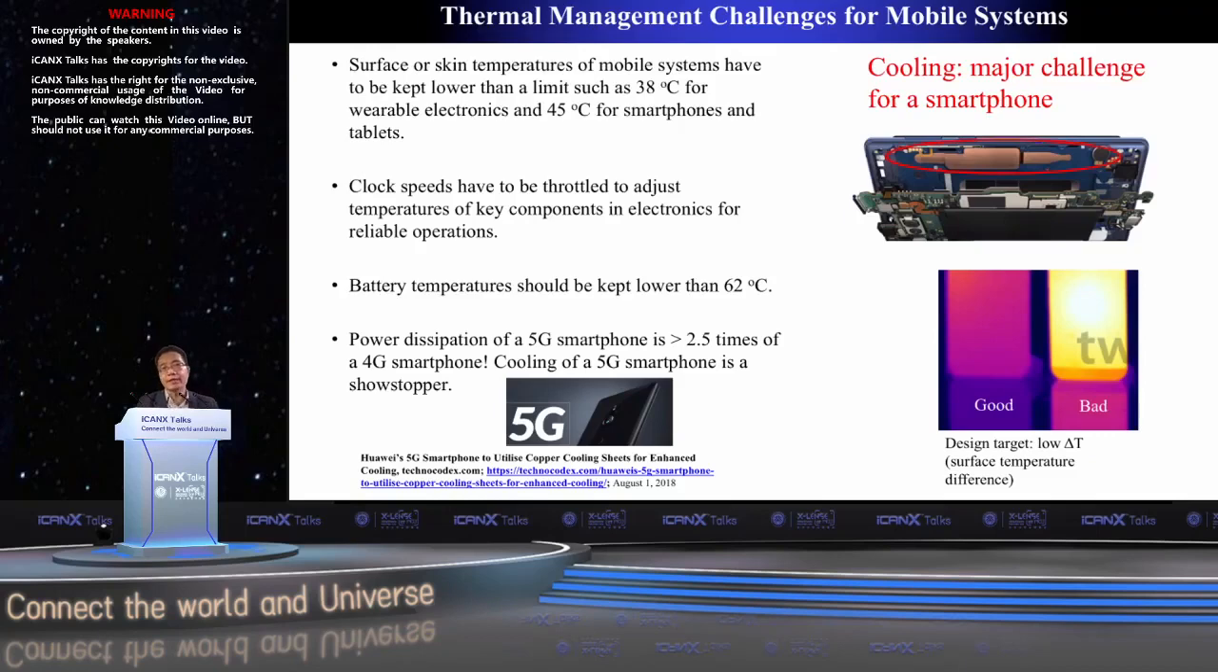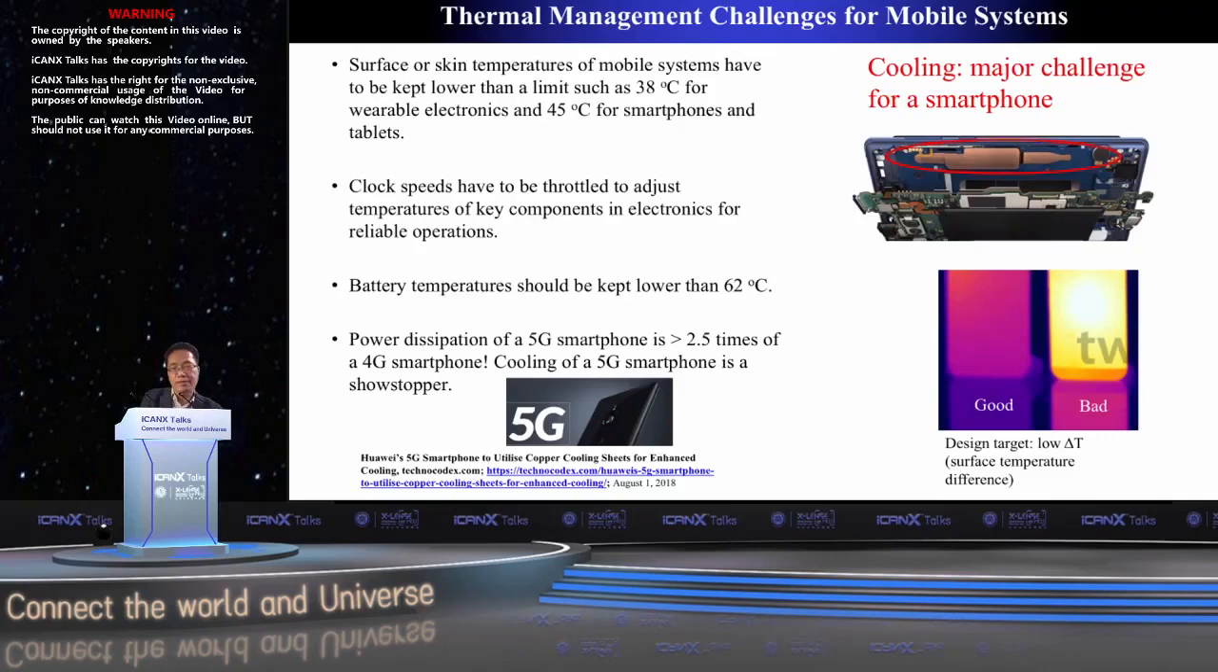The good thing is, if you look at the right part, it's a smartphone. We break it open, and you can see something called a heat spreader. Essentially, it's a heat pipe. It's something just like what I just showed you, but it's thinner. It's much thinner than 1 millimeter, right? And at the bottom, you see layers called good and bad. Why it's bad is because you see some shining points. That shining point is because the temperature is not uniform, right? We want to make the surface of a smartphone as uniform in temperature as possible.